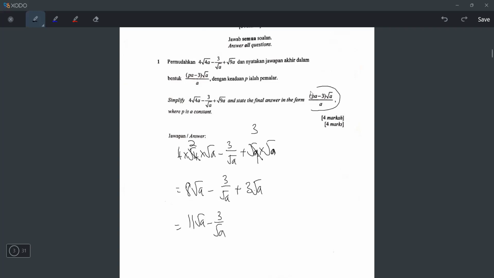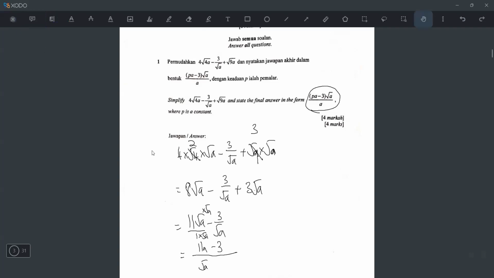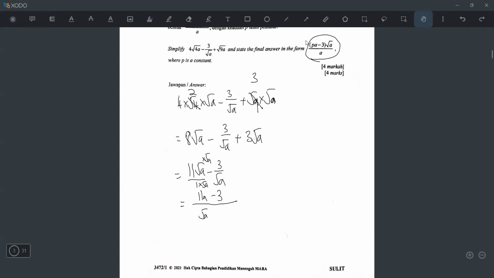Don't forget your answer should be in this form. So don't stop here, because they already say to state the final answer in this form. What does that mean you have to do? Can you see this form is a single fraction? So I should turn this into a single fraction as well. And how to turn this into a single fraction? Make the denominators the same. So that there's nothing here, it's actually over 1. To make them the same, I have to multiply by square root A, and the numerator also has to be multiplied by square root A. So you will get 11 square root A times square root A, which is 11A. And this part, you just minus 3. That's it. Now you have this single fraction, but it's still not in this form yet.